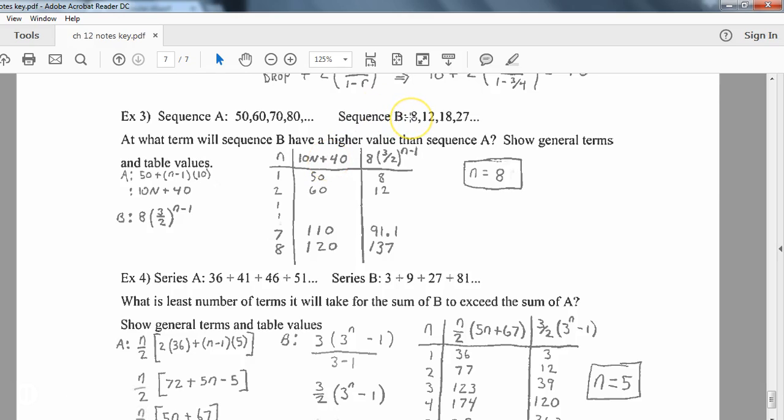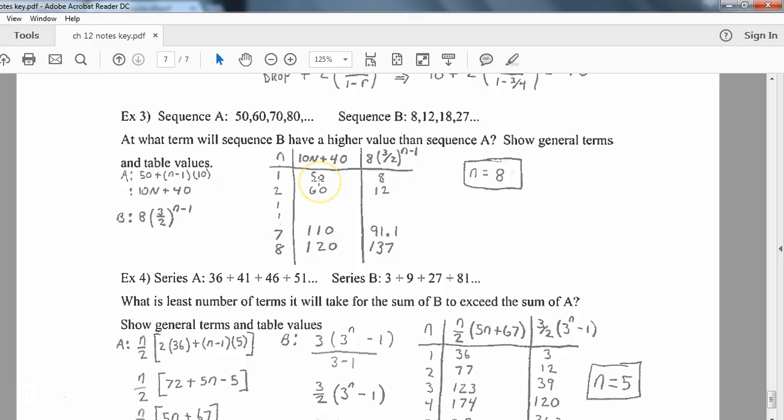Sequence B is geometric, so we're going to use the u of n formula for geometric patterns for sequence B. I have my first term of 8, my common ratio of 3 over 2, and we're going to raise that to the n minus 1 power. And so there's the general form for sequence B.